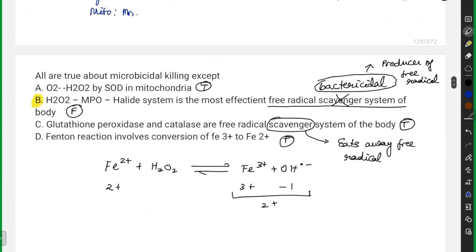Now coming to the next question, all are true about microbial killing except: O2 to H2O2 by SOD in the mycobacteria, true. H2O2-MPO-halide system is the most efficient free radical scavenger system of the body? It's not a scavenger system. It is bactericidal, it is going to produce free radicals. Glutathione peroxidase and catalase are free radical scavenger systems of the body, true. Fenton reaction involves conversion of Fe3+ to Fe2+, true. Already we saw what is Fenton's reaction in yesterday's class.